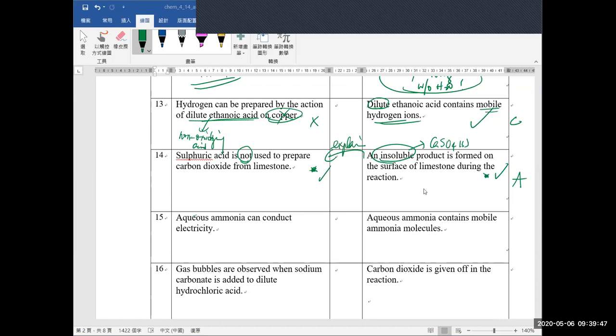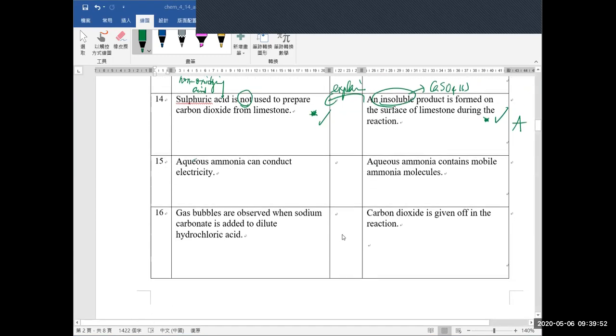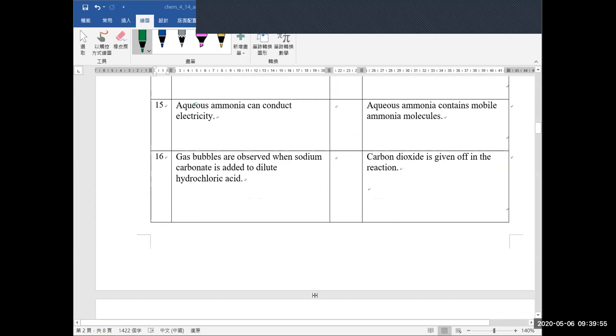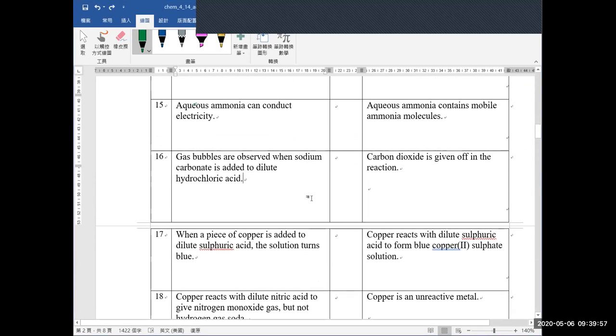So to do the process in a speedy manner, I would like to invite another two students to get prepared for question 16 and 17. Tamai Ho, 16, you have 17. Question 15, what would be the choice? A, B, C, or D.